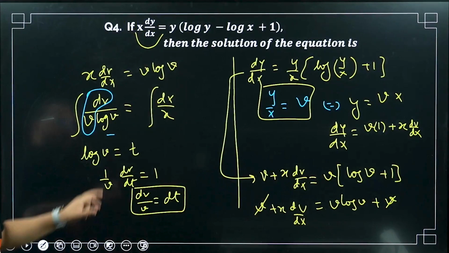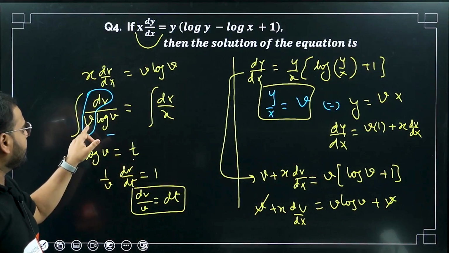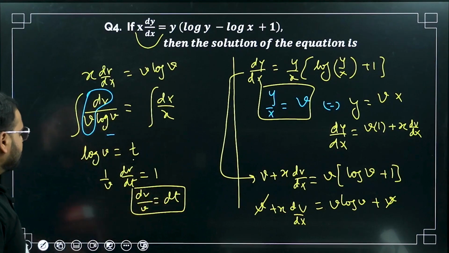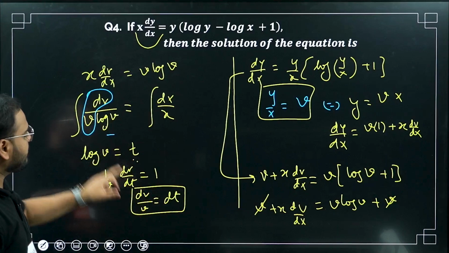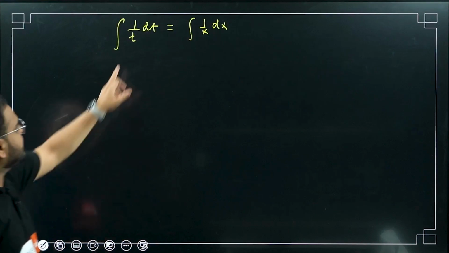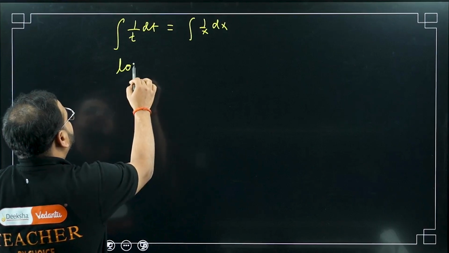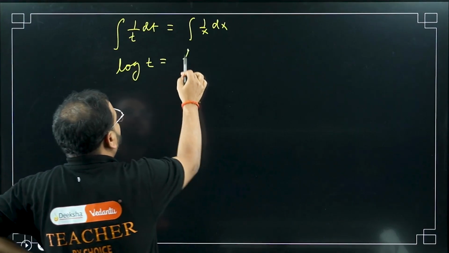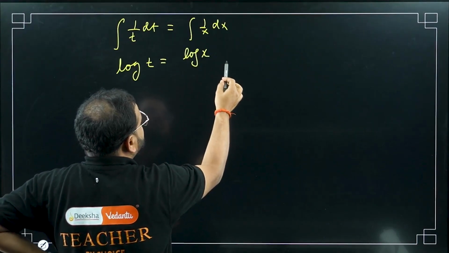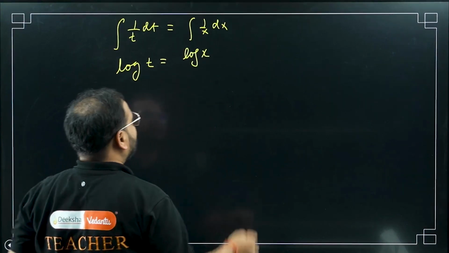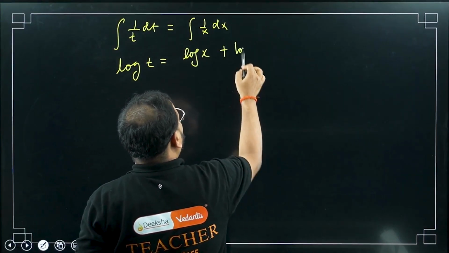Have a look. For log v, t; for dv by v, dt. So dt by t, because t is in the denominator, integrate. So this is so simple. Log of t equals log of x. What about this, sir? Write log of c also. Why so many logs, sir?